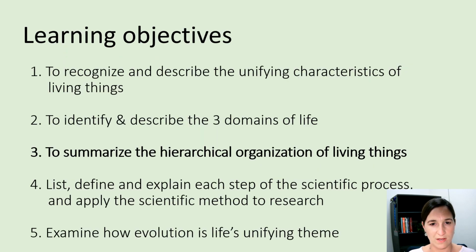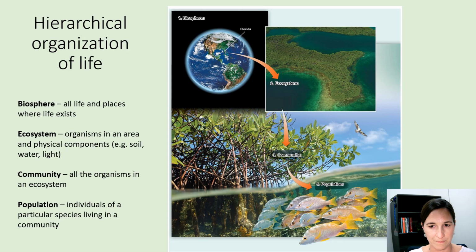Okay, so we have covered number 1 and number 2 learning objectives. Let's move on to number 3. All right, so let's think about the hierarchical organization of life. We've talked about how we organize life from a taxonomic perspective, but let's zoom out and think about other ways that we can organize life. Your book breaks up this hierarchical organization into a number of different groupings. So let's start really big and talk about the biosphere.